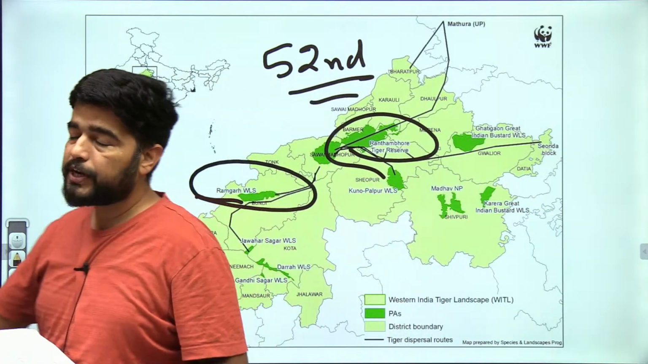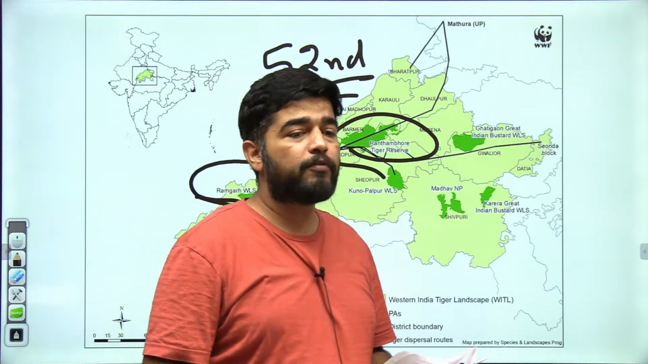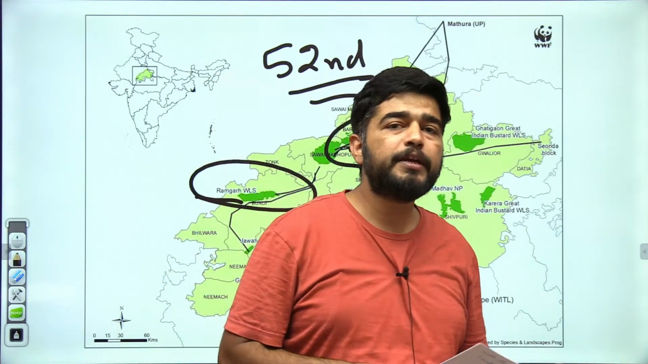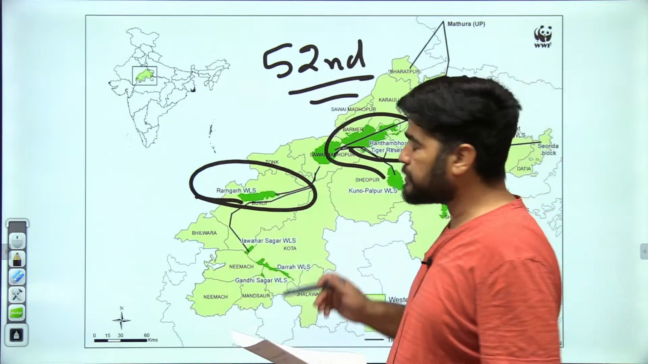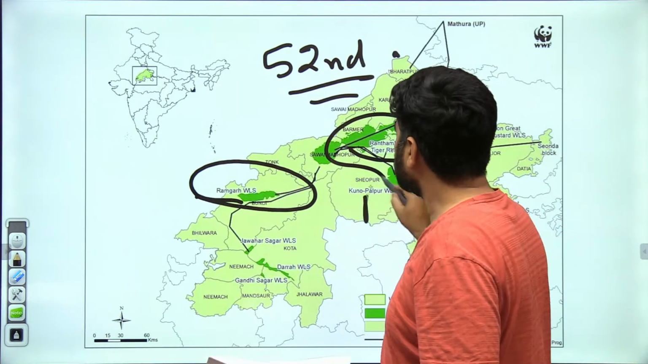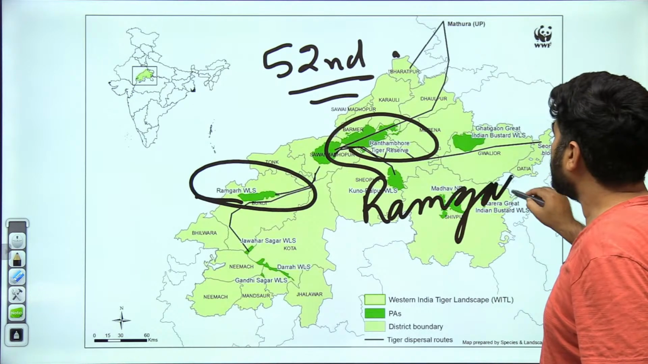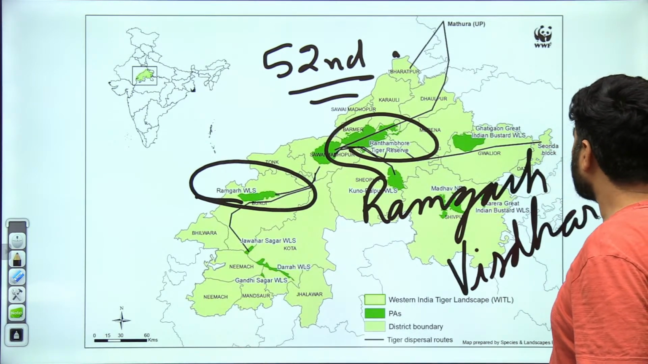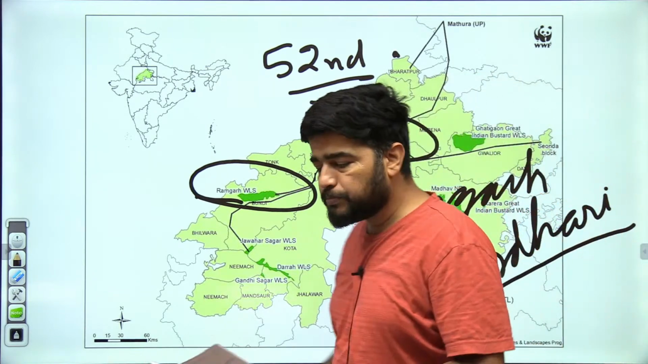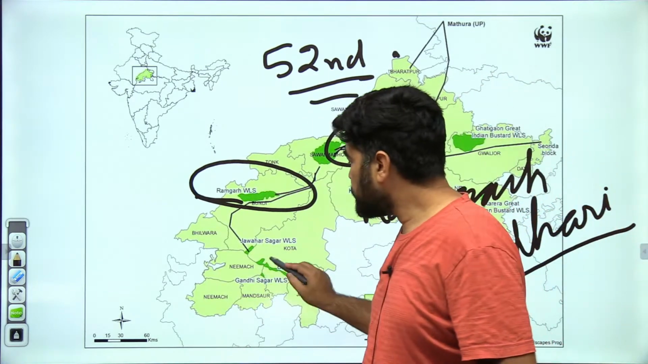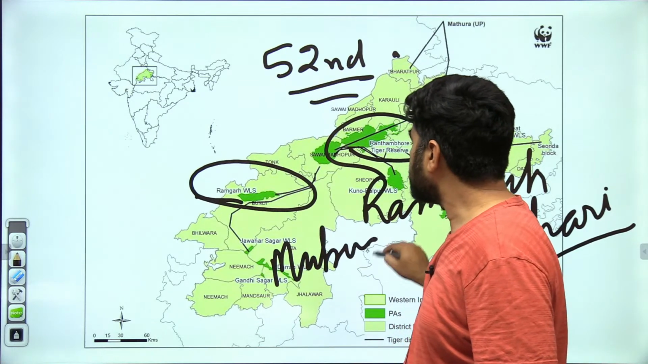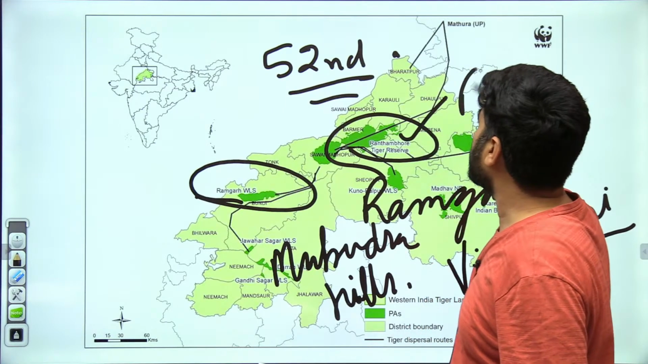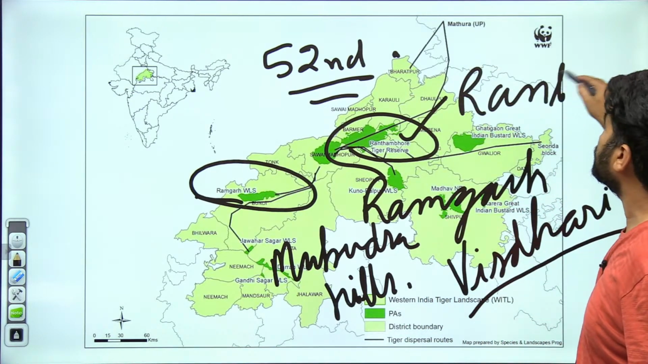and the fourth Tiger Reserve of Rajasthan. What are the other three? This is Ramgarh Vishdhari Tiger Reserve. So it is between Mukundra Hills Tiger Reserve and Ranthambore Tiger Reserve. It is between these two.